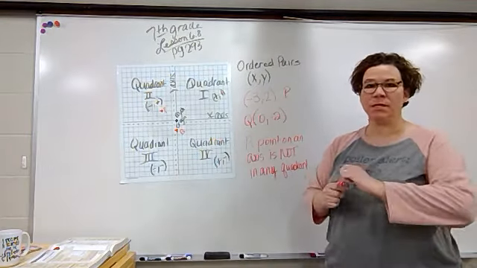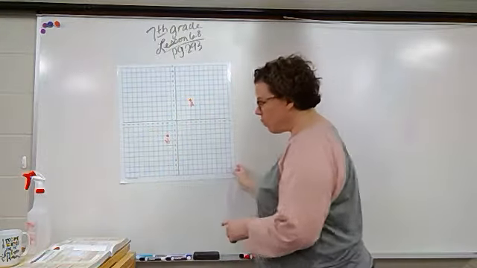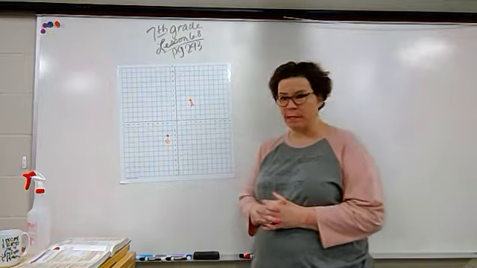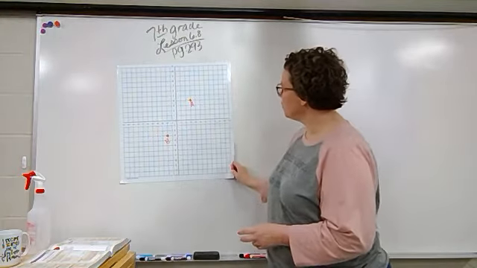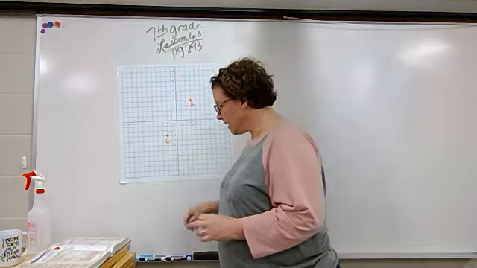Let's go on to example 1. Let me get everything erased. Okay, so example 1 in the book says, name the ordered pair that represents the point. And I have graphed the same points that are in your book. I've got A right here and B down here.